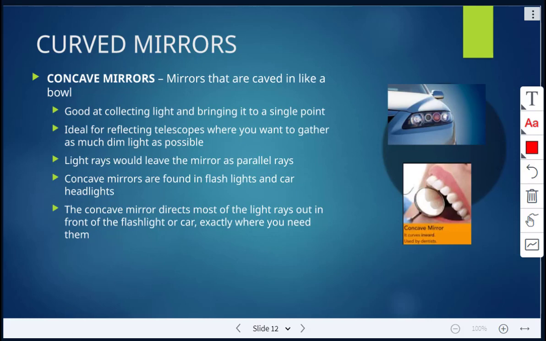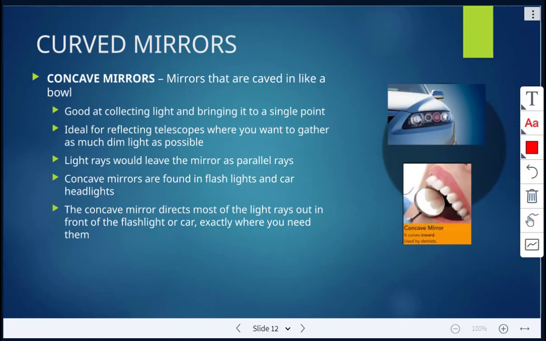Next, we are looking at concave mirrors. These are mirrors that are caved in like a bowl. So they are very good at collecting light and bringing it to a single point. They are used in reflecting telescopes because you're trying to gather as much dim light as possible.